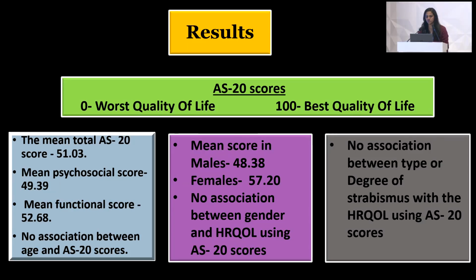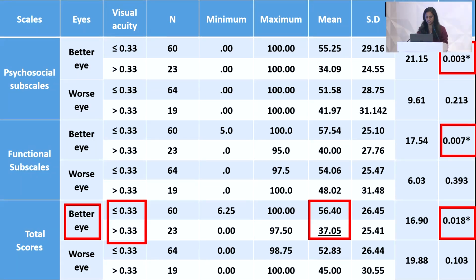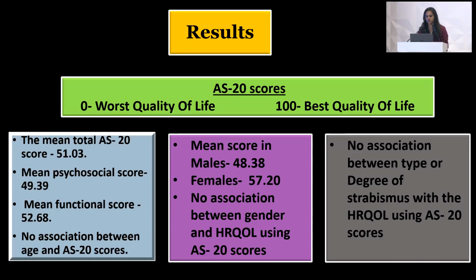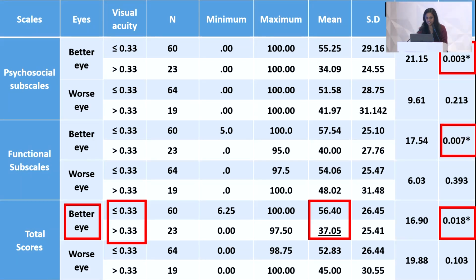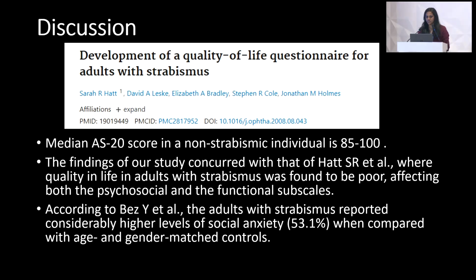The mean AIOS20 score was 51, which was on the lower side. There was no association between age and AIOS20 scores or gender, type of strabismus, or degree of strabismus. Poor presenting visual acuity in the better eye was associated with significantly lower scores in our study. So the median AIOS20 score in a non-strabismic individual is 85 to 100 according to Hatt, who was the one who derived the questionnaire. So the findings of our study concurred with that of Hatt, where quality of life was found to be poor, affecting both psychosocial and functional subscales.